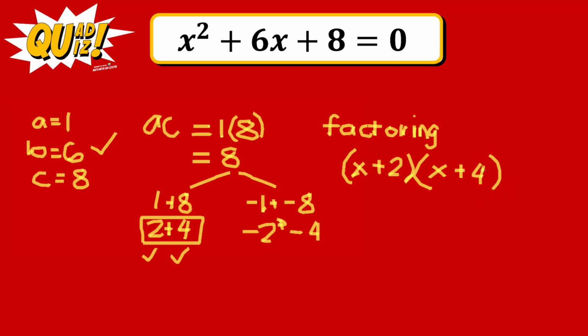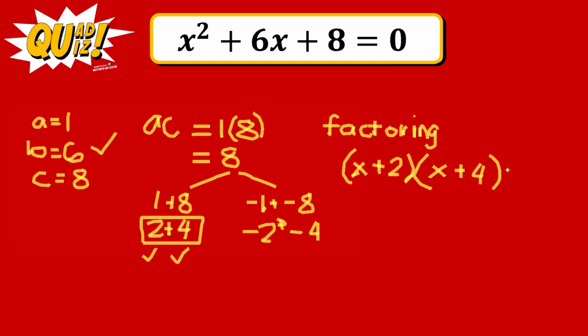If you're not sure with that, you could always multiply this using FOIL method. x times x, x squared. 2 times x, 2x. x times 4, 4x. So 2x plus 4x, you will have 6x. And then 2 times 4, 8. So it returns to our trinomial.